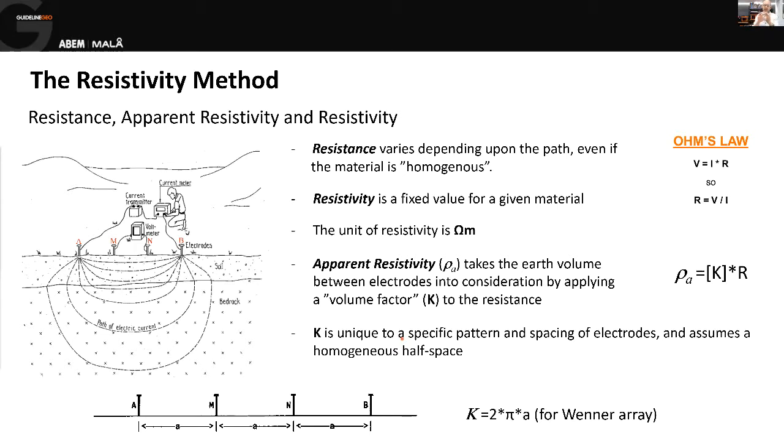So for a given focus position, for a given point in the ground that our electrodes are sensitive to, if we change the order of the electrodes, we'll get a different resistance value. But if we multiply it by its geometric factor for that arrangement of electrodes, we'll get the same apparent resistivity back for a given point in the ground. So it allows us to normalize between different measurement types.